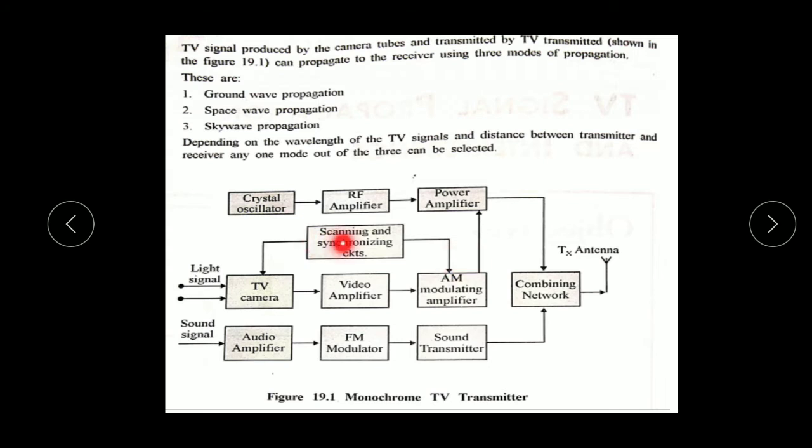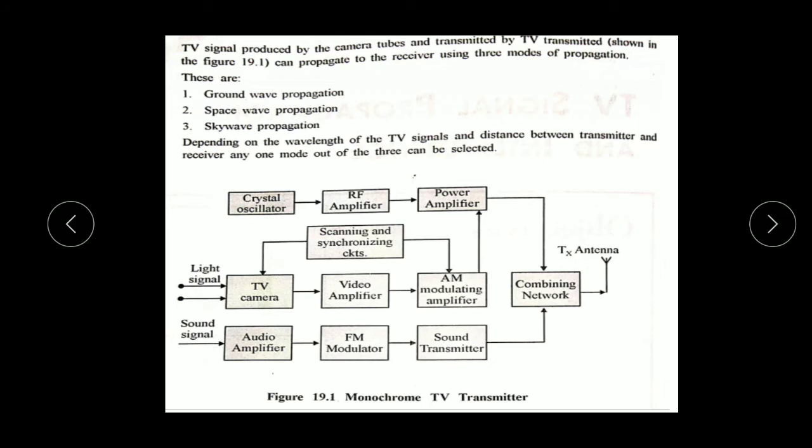And this is the scanning and synchronizing signals. They are also sent along with the amplitude modulated video signals. This is the crystal oscillator which generates the carrier frequency, and then the signal is amplified. Here the combining network combines all the signals: sound signal, video signal, scanning and synchronizing signals, and then transmits them to the antenna. The antenna radiates into space.